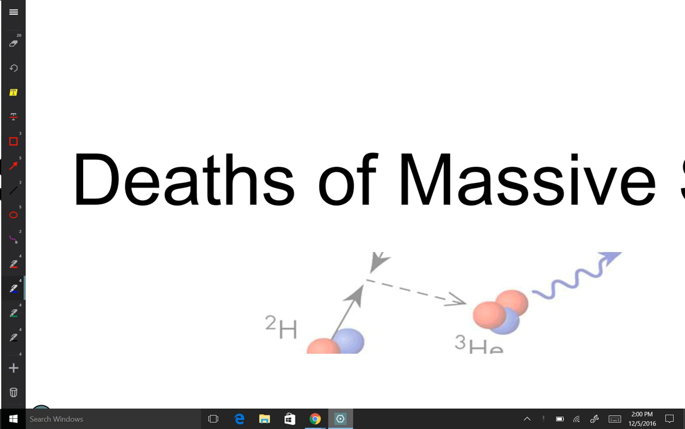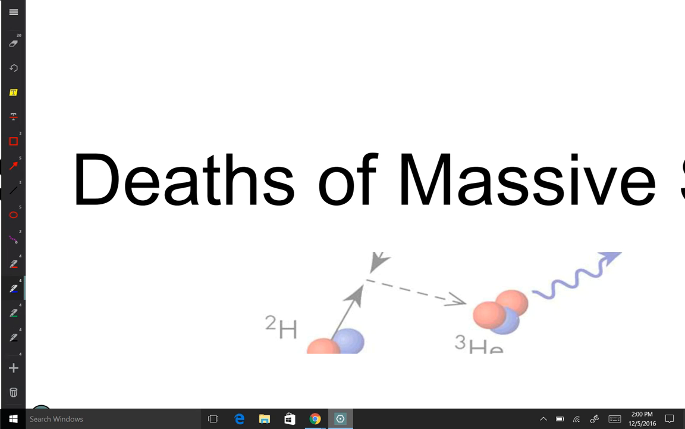0.08 solar masses. And why is that a minimum? Why can't you go any lower? Because you don't have enough gravitational force to cause the high temperatures and pressures necessary for fusion.